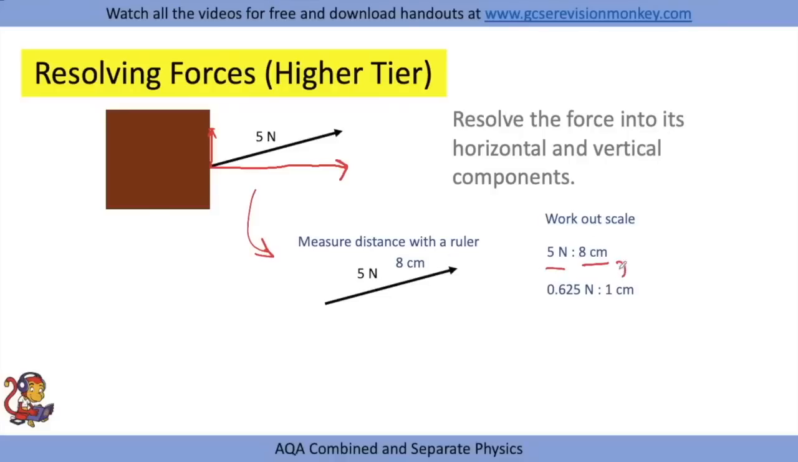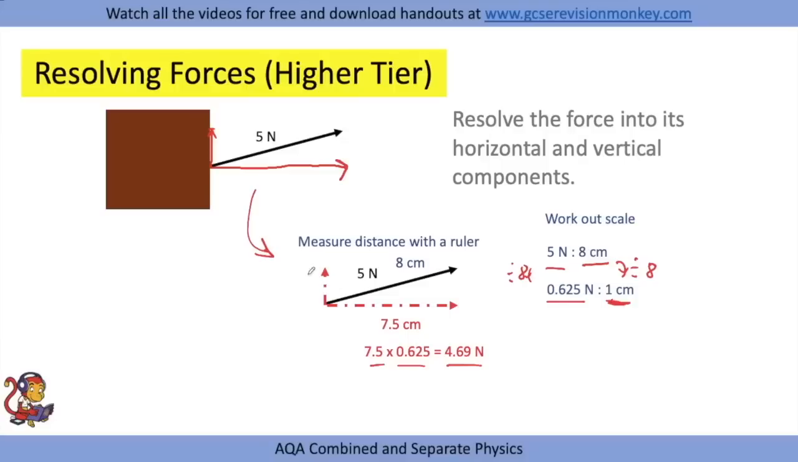And if we divide both sides by 8, that will make this 1 centimetre, because 8 divided by 8 is 1, and that will make this 0.625 newtons. So now you've got your scale, you know that every 1 centimetre equates to 0.625 newtons. You can then draw an accurate horizontal line along the bottom, measure the length of this line, for example 7.5 centimetres, and use the scale to calculate the force. So we multiply each centimetre by 0.625. So 7.5 times 0.625 would give you a force of 4.69 newtons.